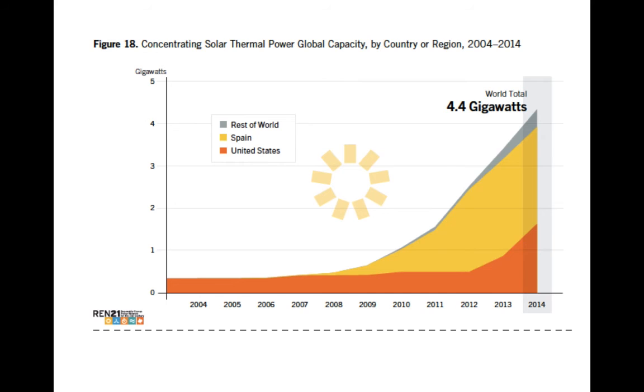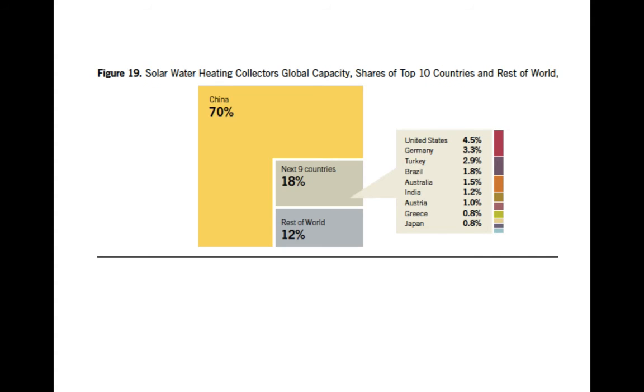The rest of the world hasn't taken into concentrating solar thermal power. That could change. There are some advantages to these systems, and we're still learning how to take advantage of them, not just for power generation, but also for heat and other applications.